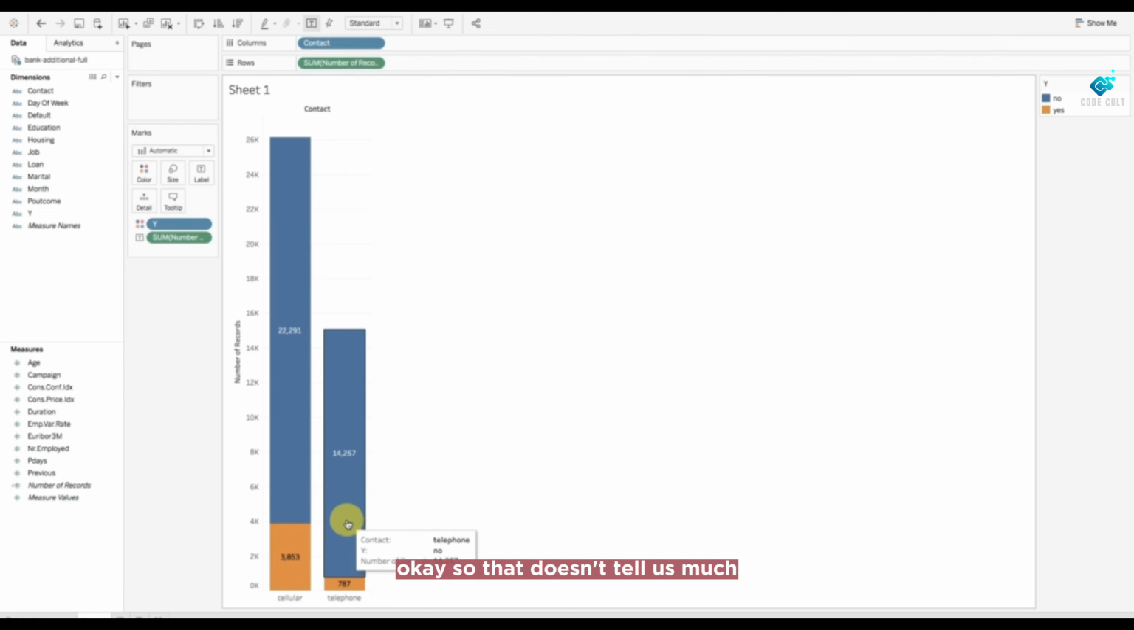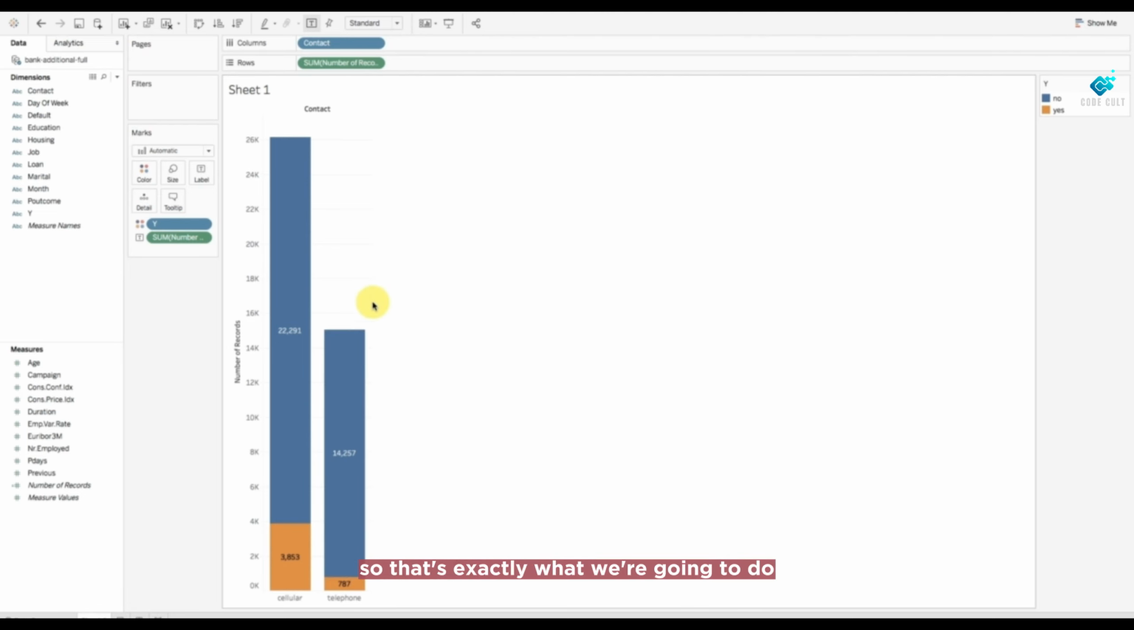Okay, so that doesn't tell us much because we can't really compare them. So which one is better? Is it better to call on their mobile or is it better to call on their landline? Who is more likely to say yes? We can't really compare them right here because they are different in size, right? Because this bar is generally bigger, so we can't really tell whether the percentage of people we called here is greater than the percentage of people we called here or not.